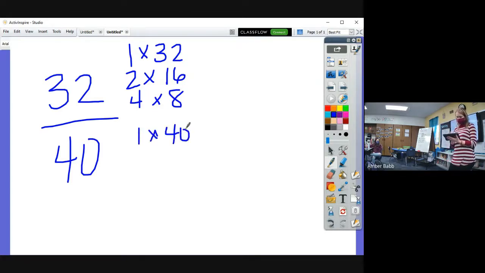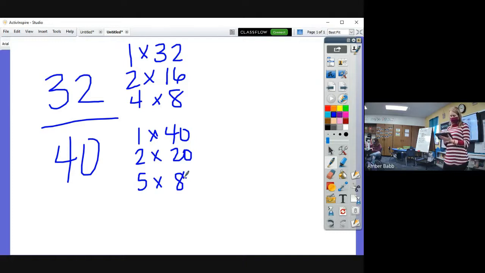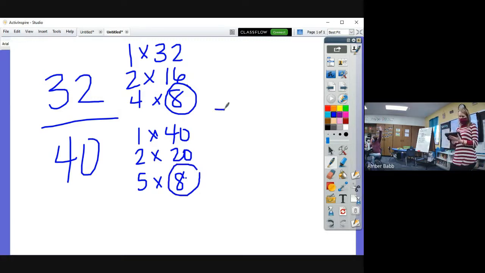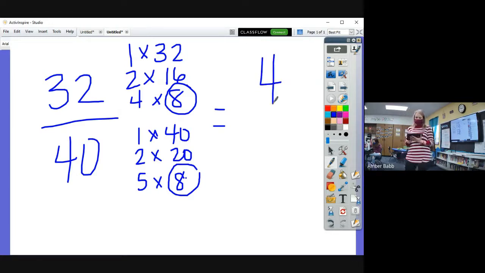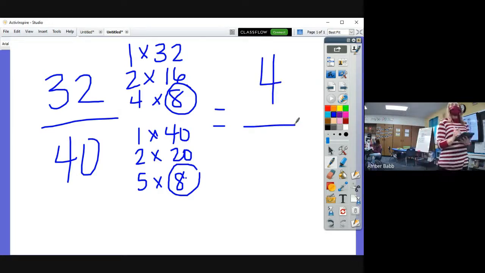Now let's do my 40s. 8 times 5. All you gotta do is divide it by... I'm hearing some friends tell me divide it by 8. All right, 32 divided by 8 would equal 4. Fiona's telling me that's 4. 40 divided by 8 is 5. So 4 and 5. All right.